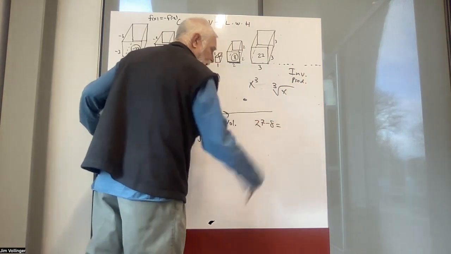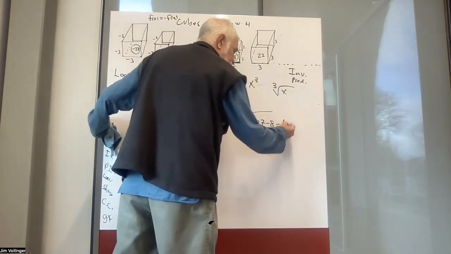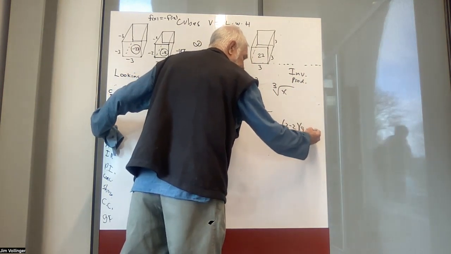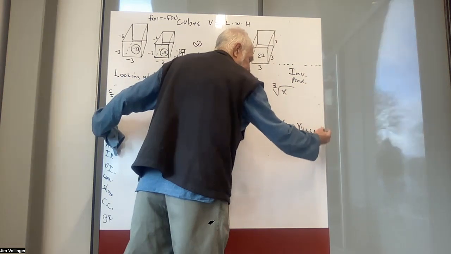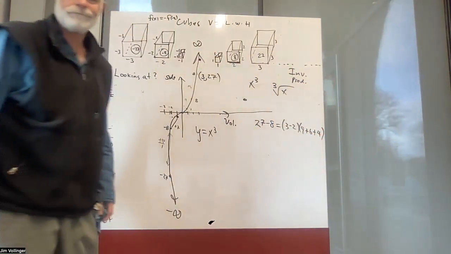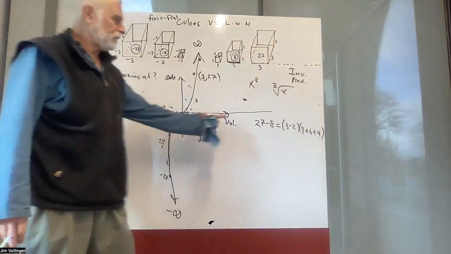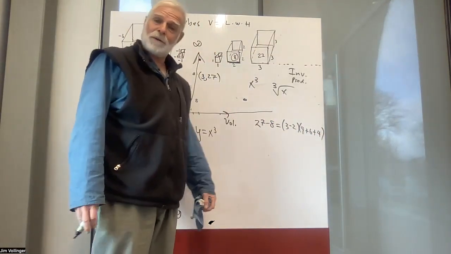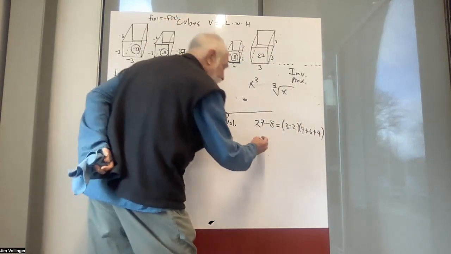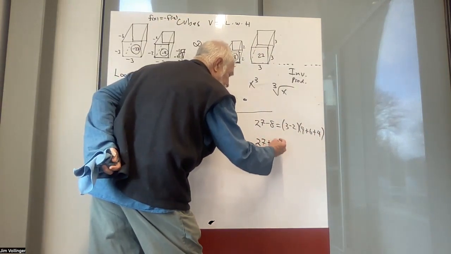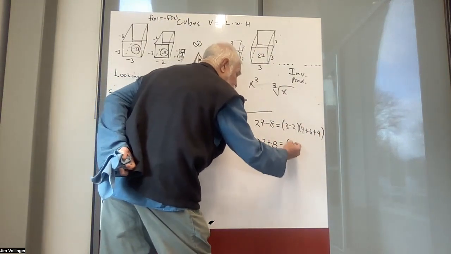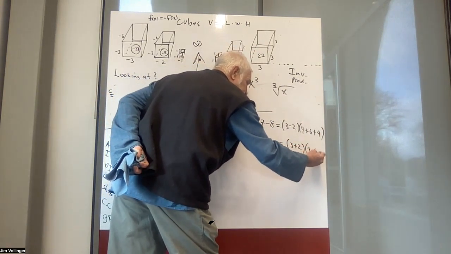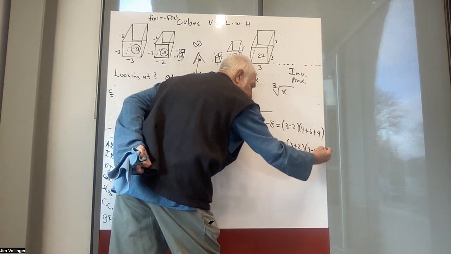I can write that as a product. It turns out it's 3 minus 2 times 9 plus 6 plus 4. Check it out. I just changed the difference of two cubes into a product. Or I could have added them up. I could have done 27 plus 8 equals 3 plus 2 times 9 minus 6 plus 4. You check that one out.